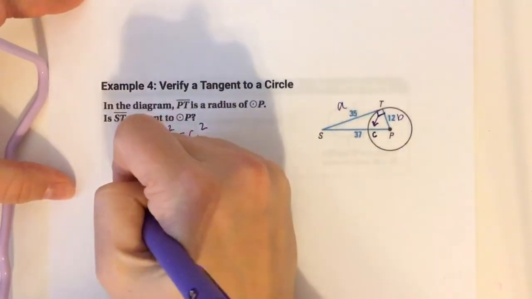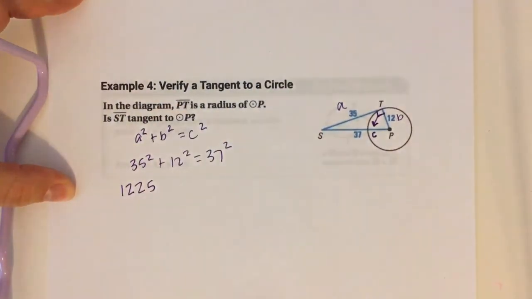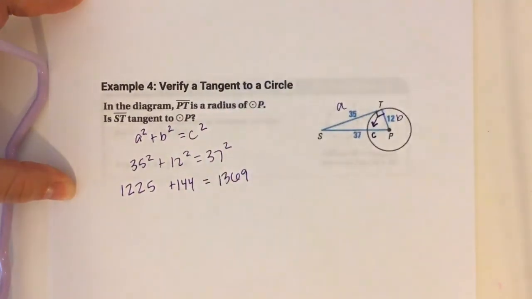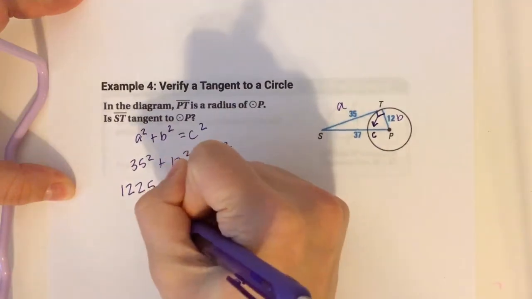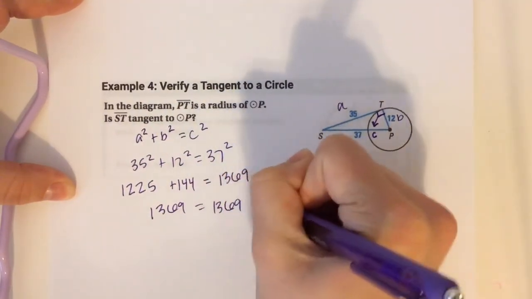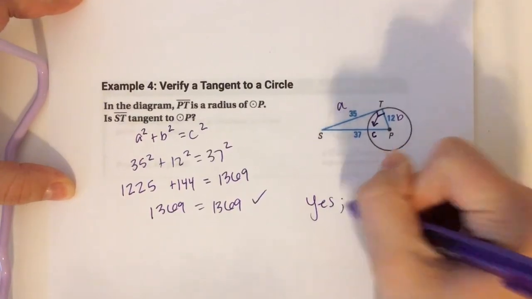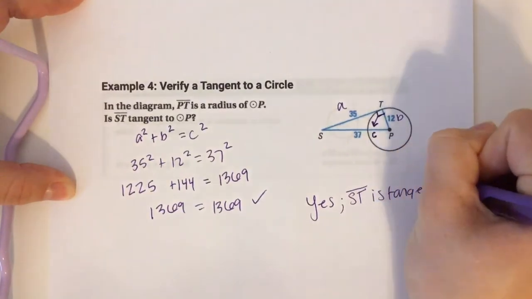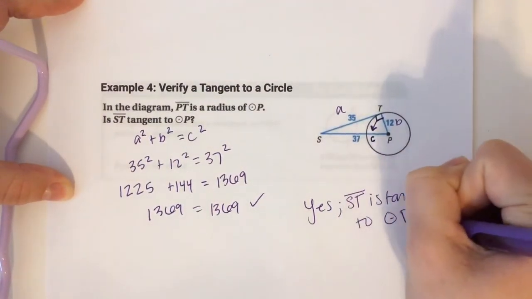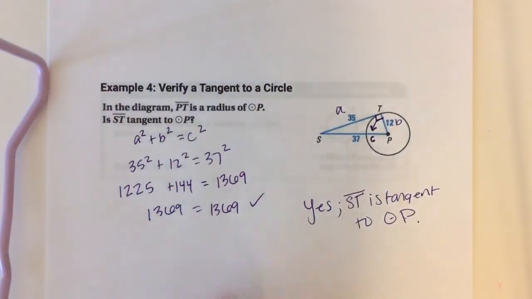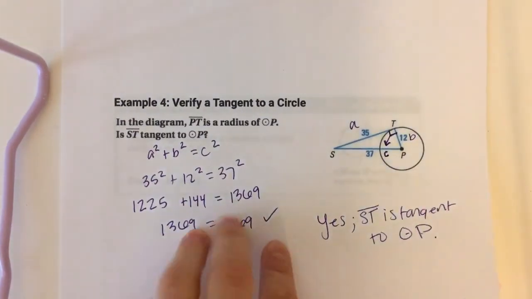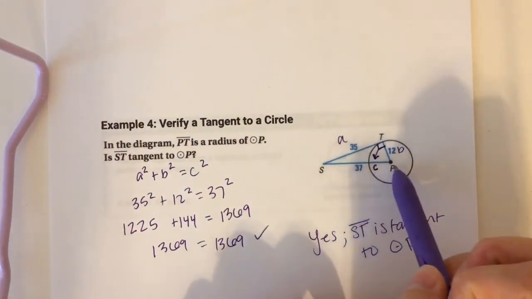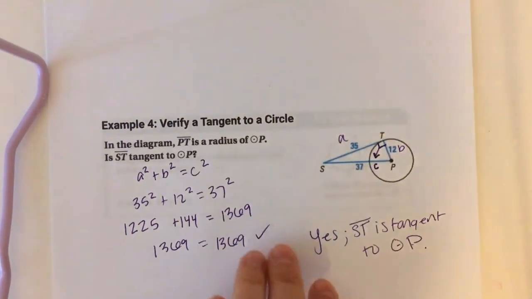So 35 squared is 1,225, 12 squared is 144, 37 squared is 1,369. Adding these together, it does indeed equal 1,369. So yes, ST is tangent to circle P. And that's kind of that. You're just going to use that converse of the Pythagorean theorem to work through those, that A squared plus B squared equals C squared. The biggest thing to remember is that your C, your hypotenuse, is always going to be that longest side across from the 90.